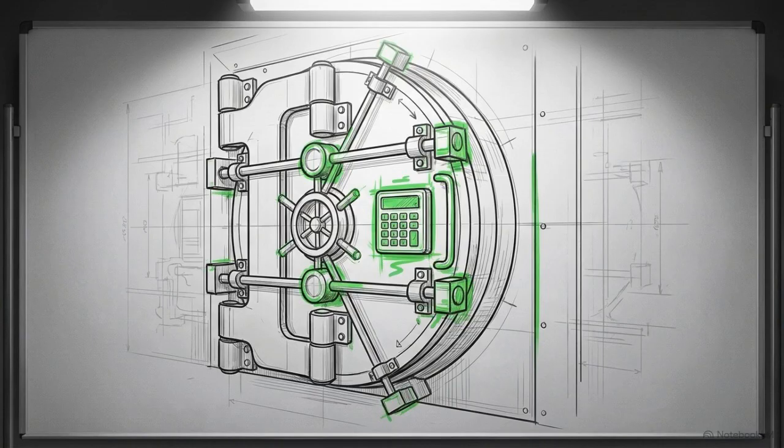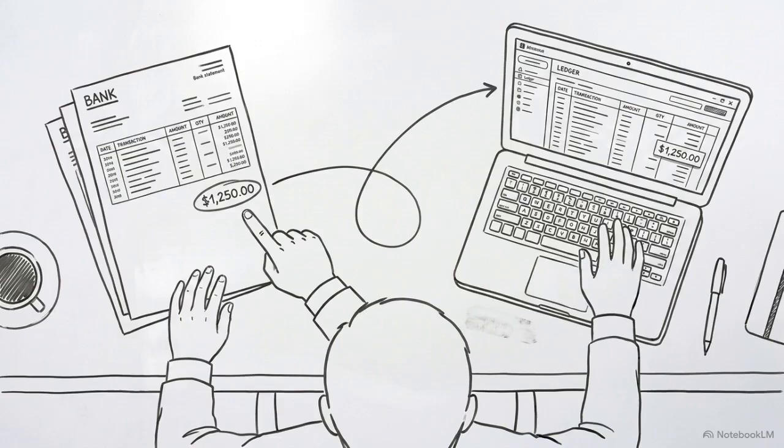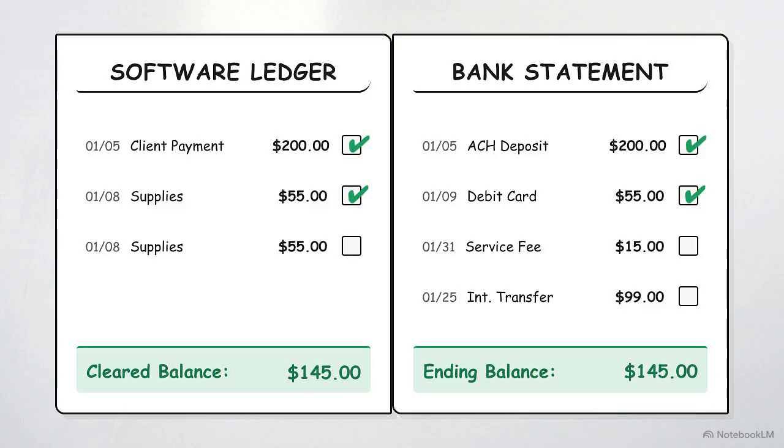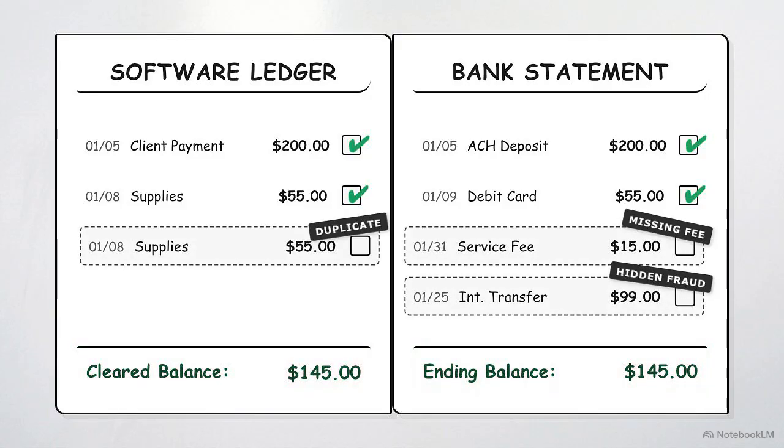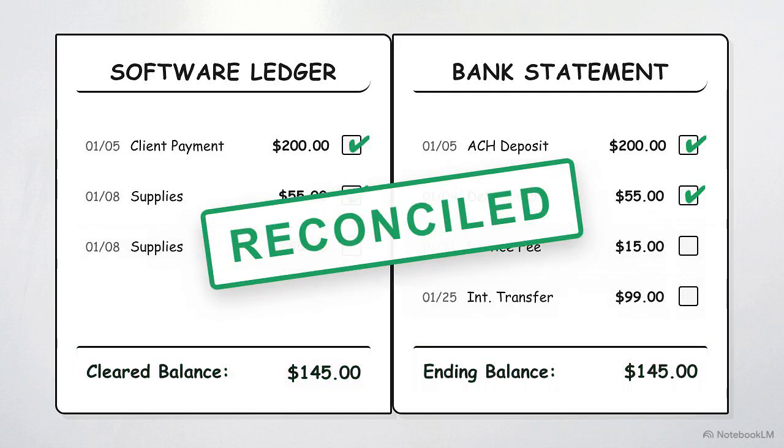Step 3 is your security checkpoint: bank reconciliation. This is the mandatory process of mathematically proving that your company's internal software records match your external bank statements perfectly. To do this, place records side by side. Verify transactions by checking them off one by one until your software's cleared balance exactly matches the bank statement's ending balance. This process catches hidden fraud, exposes duplicate entries, and ensures you aren't missing bank fees.